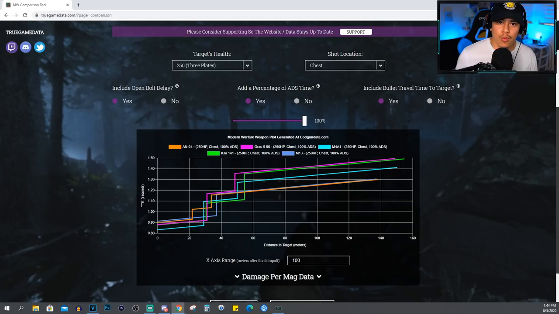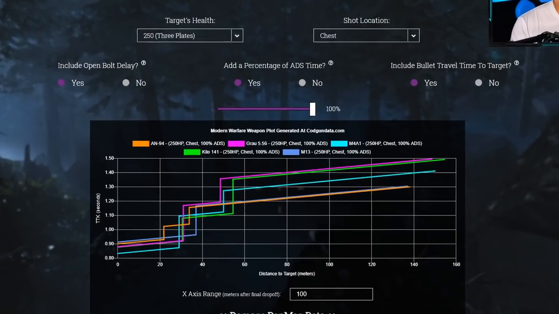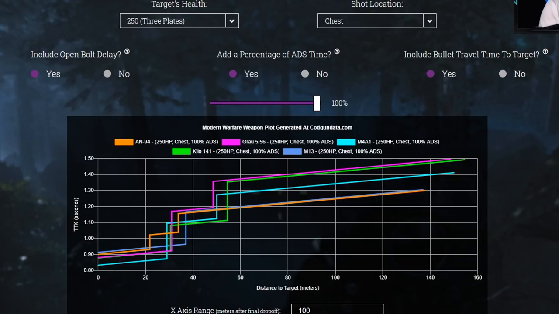All right, so we've got our Warzone meta weapons here, and that's going to include the Growl, the M4, the Kilo, and the M13. So keep in mind, these are people's most common choices when they do play Warzone. So let's go ahead and take a look at how the AN-94 stacks up versus these meta weapons. If you're shooting at the chest, the AN-94 is right in line with the M13 past 50 meters. So it has the best time to kill from that range.